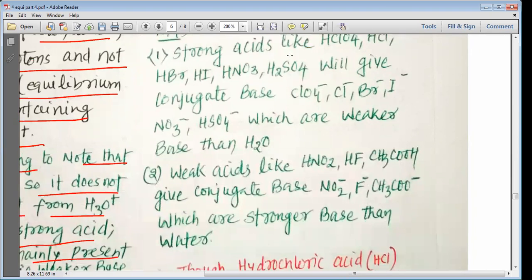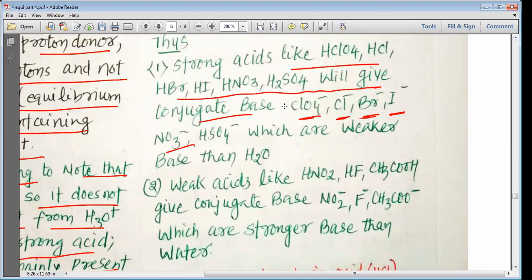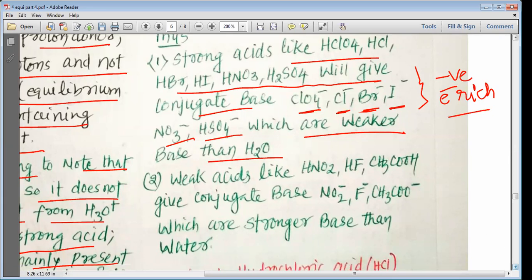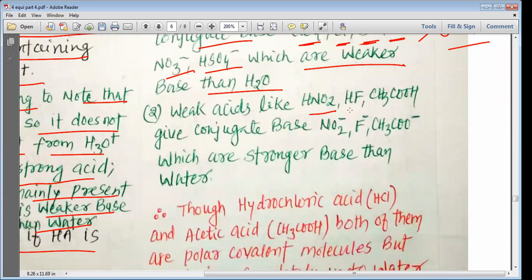Let us read. Strong acids like HClO4, HCl, HBr, HI, HNO3, H2SO4 will give conjugate bases ClO4 minus, Cl minus, Br minus, I minus, NO3 minus. Please remember that they are the conjugate bases of these strong acids, and HSO4 minus too, which are weaker bases than water. So you can easily understand that all these bases like ClO4 minus, Cl minus, Br minus, I minus, NO3 minus, HSO4 minus are bases because they are negative ions and electron rich, but they are weaker bases than water.